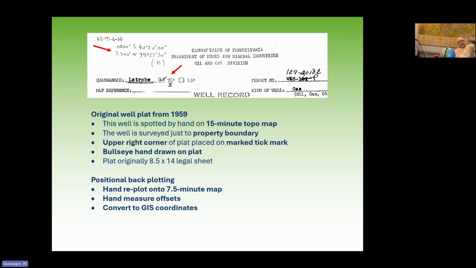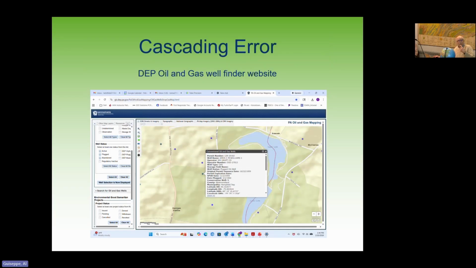And if you notice, that is in hundreds of feet, 4,000 feet by 7,500 feet. No 25, 30, 50. And everything's done by hand, and then it was converted over from offsets into GIS coordinates. Now, to be fair, it's not DEP's fault. This was all well before everything went on. But it's a really good illustration of cascading error. Now, I pulled this off of their oil and gas finder website.